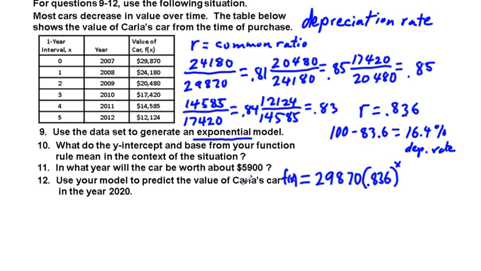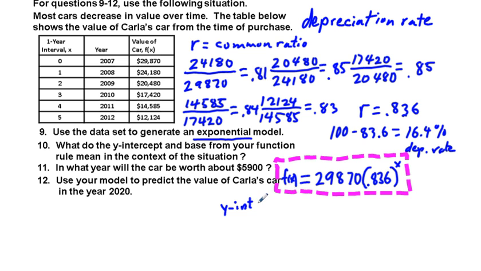So that's going to be our function. It says, so this is going to be our answer to 9. Okay, problem 10. What do the y-intercept and base from your function rule mean in the context situation? Well, this will be a y-intercept. I'll put y-intercept equals car value when new.